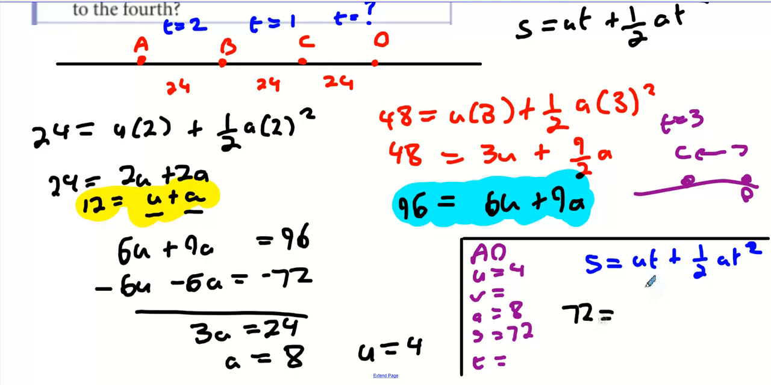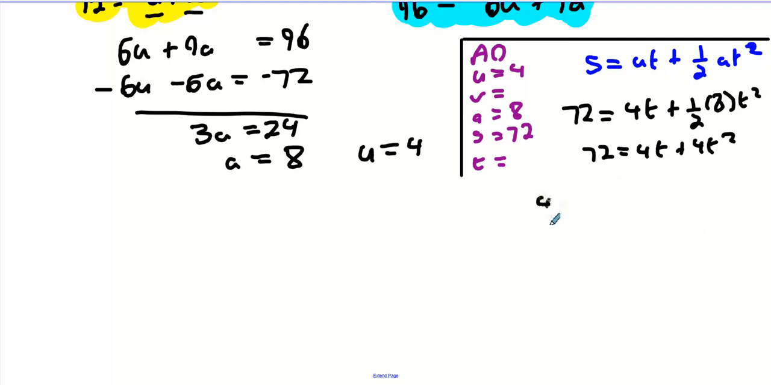72 equals 4t plus a half 8 times t squared. 72 equals 4t, what's that, plus 4t squared? Alright, this ain't looking so bad, okay? Let's move it all to one side. 4t squared plus 4t, take away 72. Divide by 4. T squared plus 1t. What's 72 divided by 4? It's 18, is it?